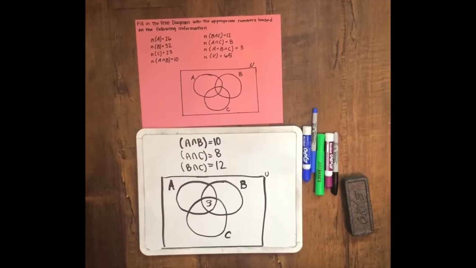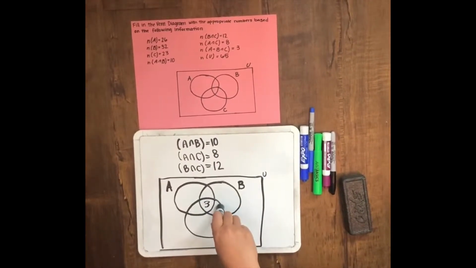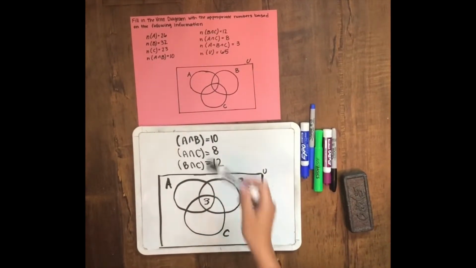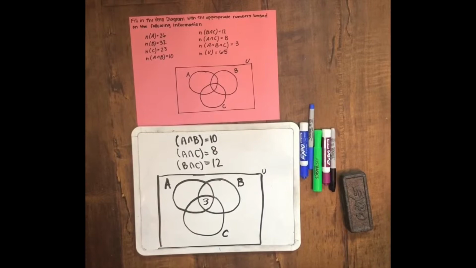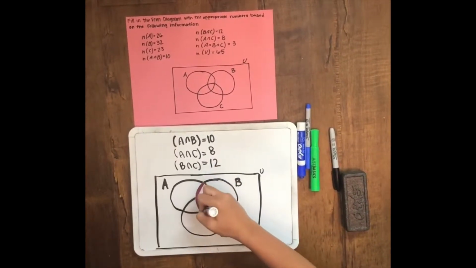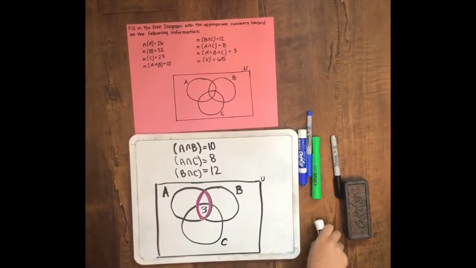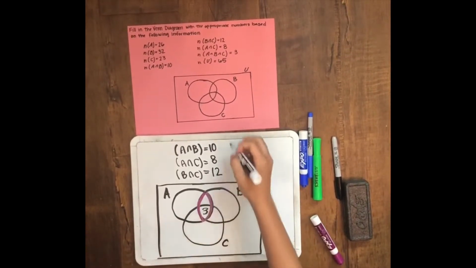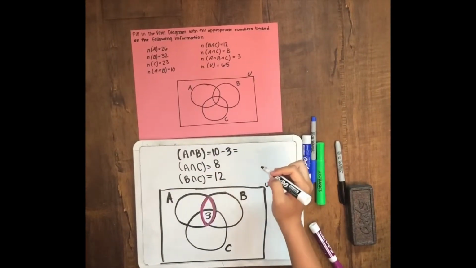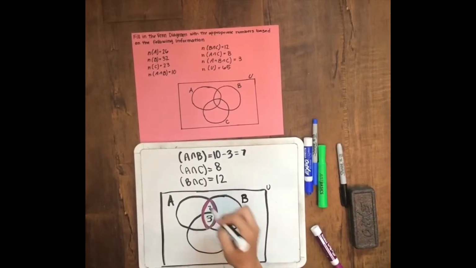The next best place to start is where the 2 sets intersect together. So if we were to look back at the original problem, the intersection of A and B is 10. So the intersection of A and B would be right here. And since we already have 3 there, we know that this portion right here must be 10 minus 3. 10 minus 3 is 7. So this portion right here would be 7.